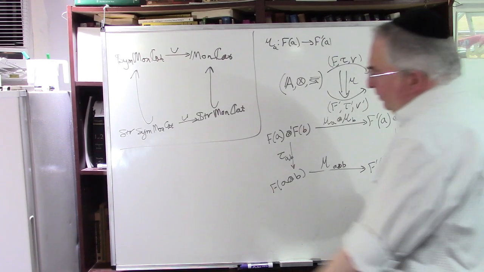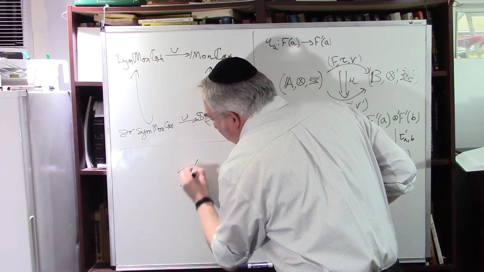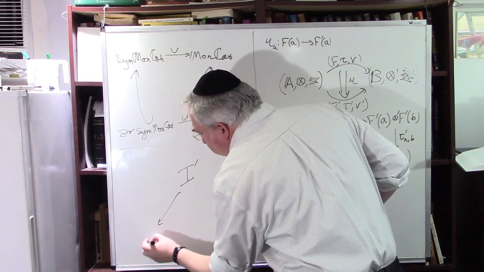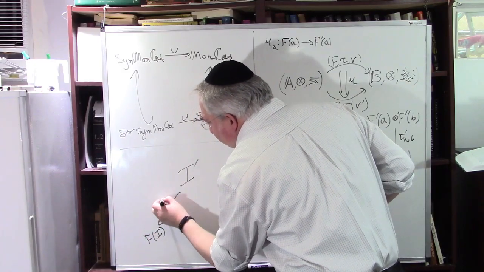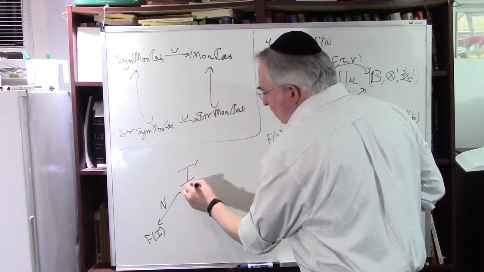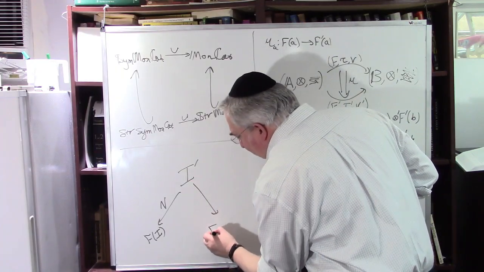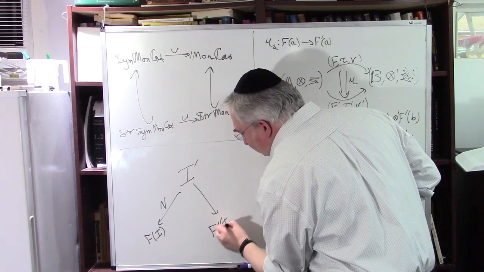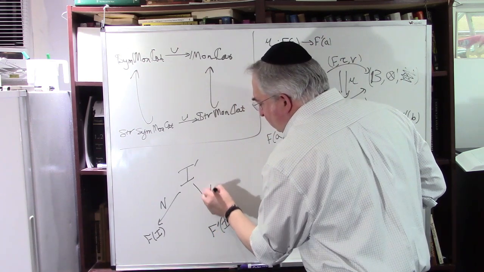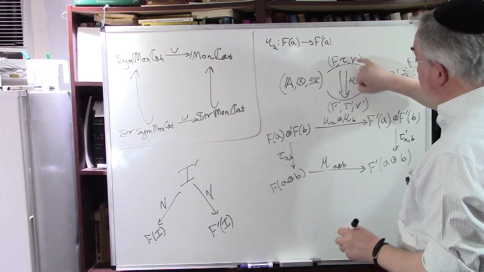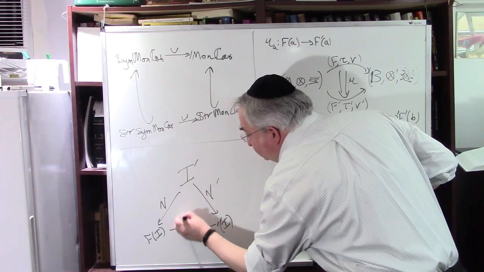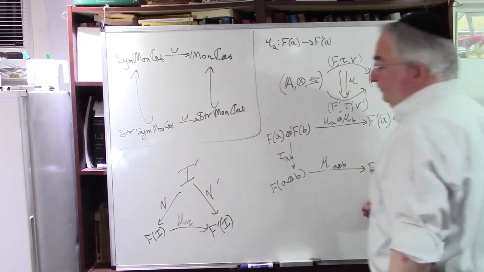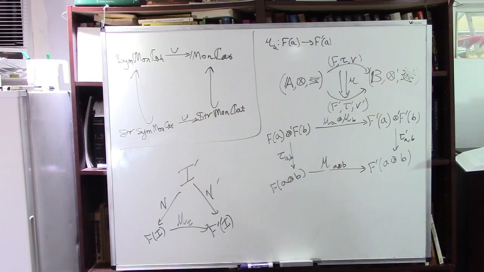Okay, let's just remember, we have an I prime, and this is f of I, and we call this V. We also have f prime of I, which we'll call V prime. Well, this is mu of I. So we want this to commute also. Okay?